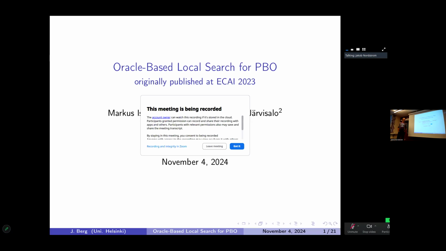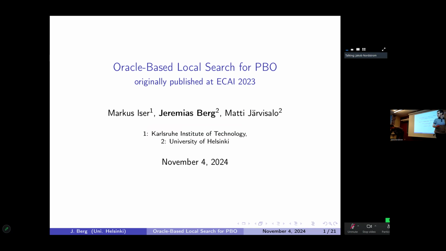And you should click that; you probably got it on your screen. So we are about to start the second talk of the SLOPPY workshop, on Oracle-based local search for pseudo-Boolean optimization, by Jeremias Berg, please. Thanks.